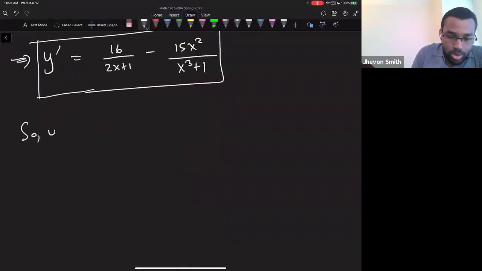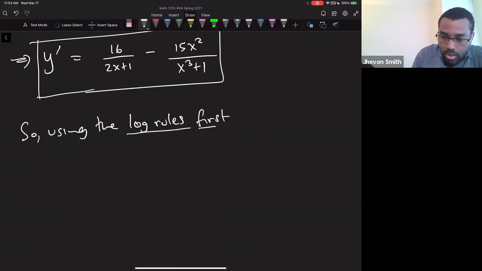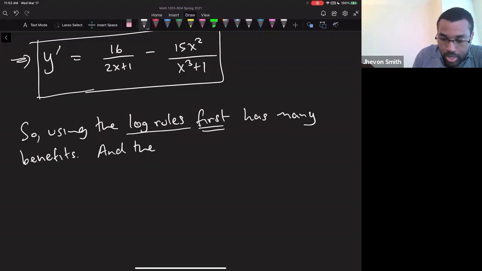So using the log rules first has many benefits. And the situation could even be worse than the above.